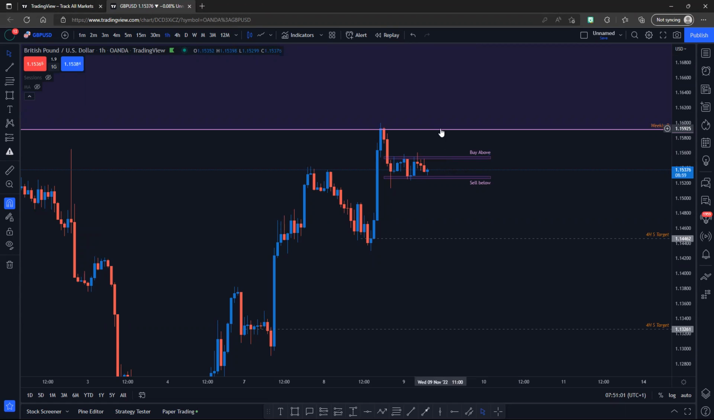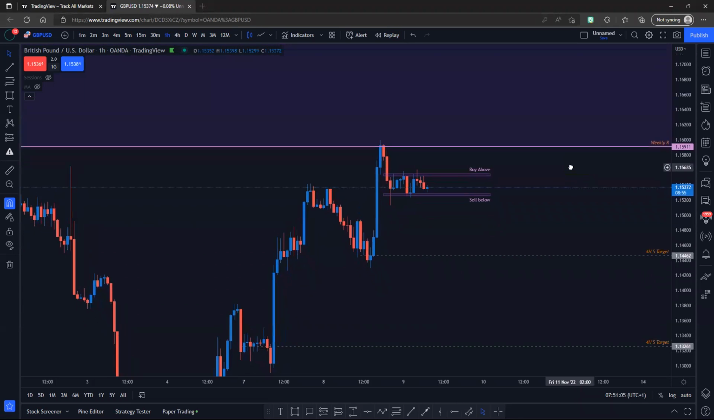Closure above here to take buys. We'll be very careful at this weekly resistance area. And you don't want to buy at the weekly resistance. You want to buy to the weekly resistance. Closures below here to take sells. I hope that makes sense.